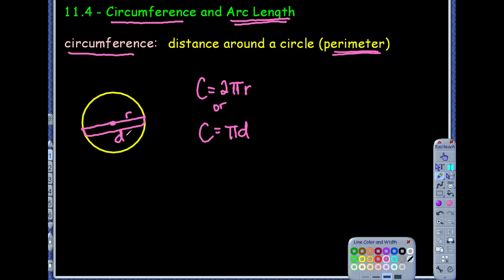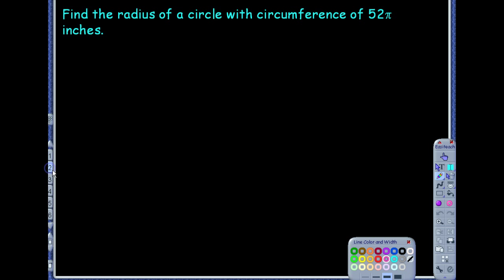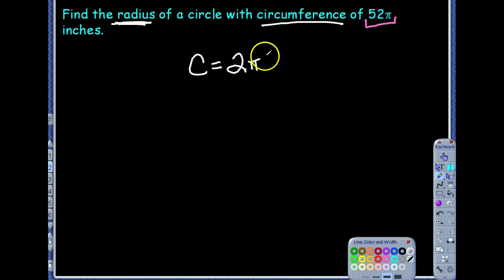All right, we're going to start with a basic example. We want you to try this one on your own, and then check with us. We're supposed to find the radius of a circle, and they give us the circumference in terms of pi. You're going to start to see a lot of things left in terms of pi, so don't let that freak you out. We know the circumference is equal to pi diameter or 2 pi r. Since they're looking for the radius, let's go with our 2 pi r.